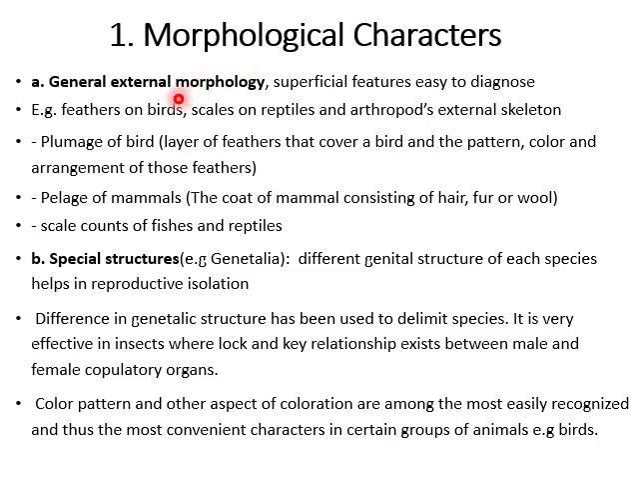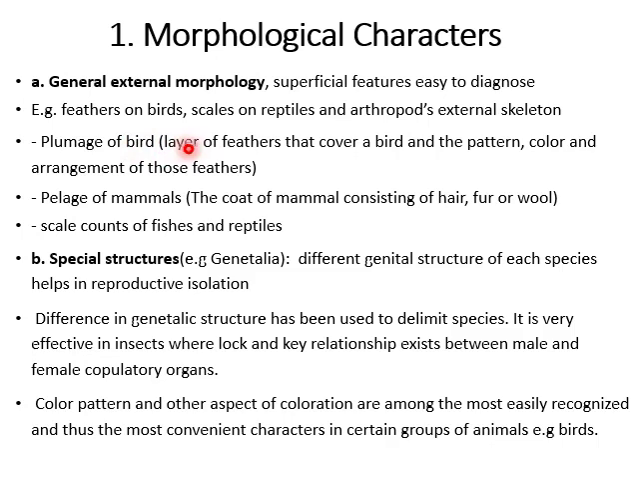Now we will discuss the first type, called general external morphology. General external morphology is a superficial feature and is very easy for diagnosing animals. For example, the feathers on birds, scales on reptiles, and the arthropods' external skeleton. The first character is the plumage of birds, also called feathers on birds. The combination of feathers is called plumage.